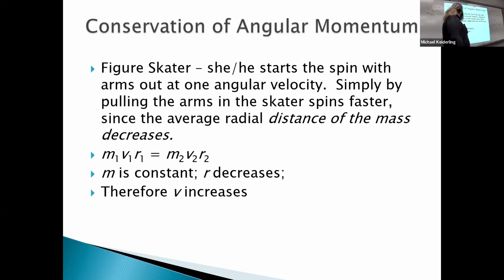So mass is constant, radius decreases, therefore the velocity increases, so they spin faster. And that velocity is the linear velocity. It's how fast your hand is moving. And because the radius is smaller, it actually increases the rate that you rotate even more, because you're going faster over a shorter distance, since it's a smaller circle that you need to go around.